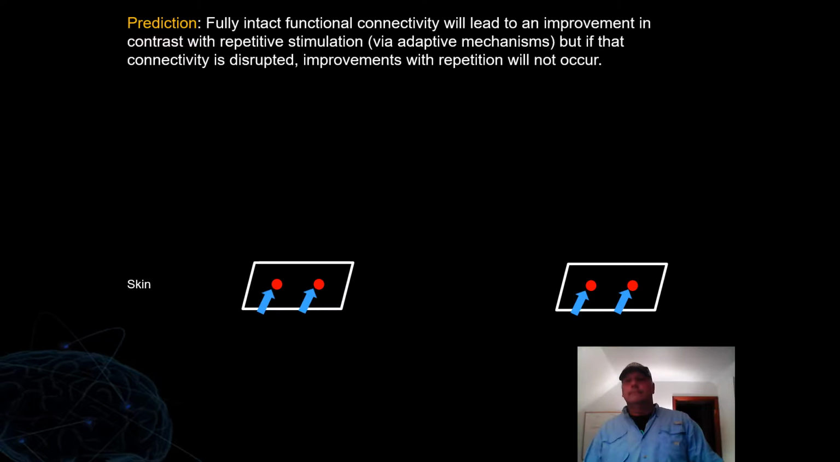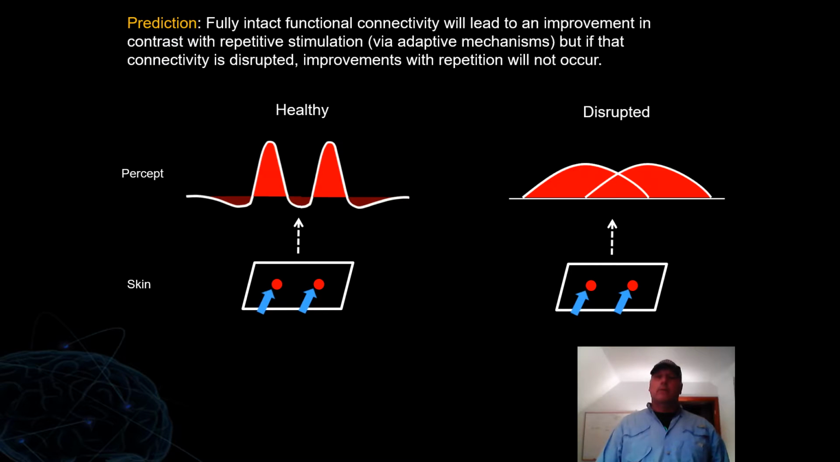Let's go on to the next slide. Now suppose we deliver stimuli to two adjacent fingertips. So basically they are activating two places in the brain that are side by side. And let's see, what would be the percept there? Well, under a healthy condition, when you have fully intact functional connectivity, you get something here on the left: two nice, highly resolved peaks, so you can really tell the difference.